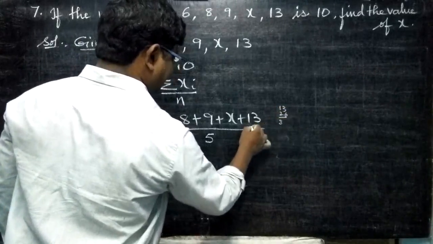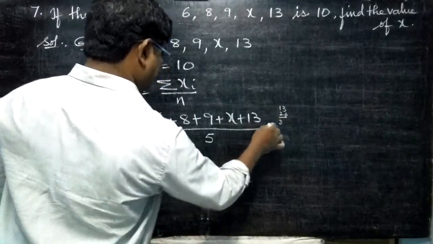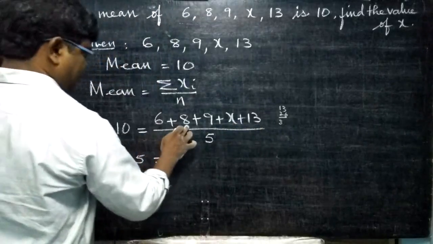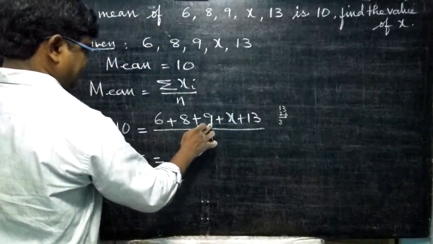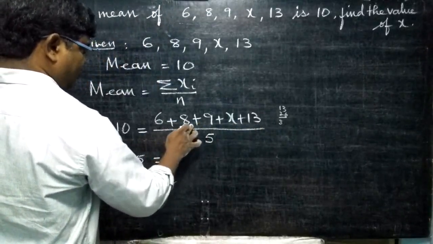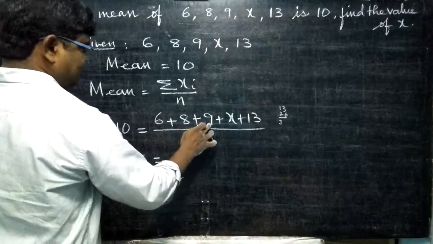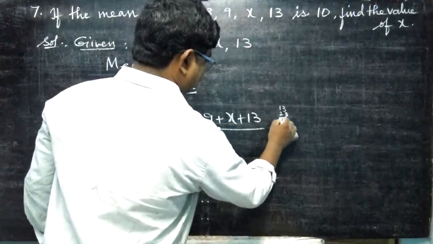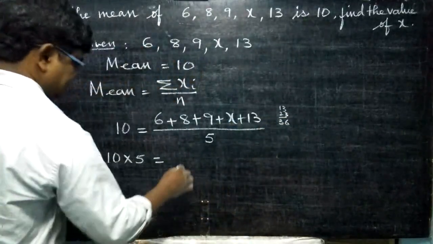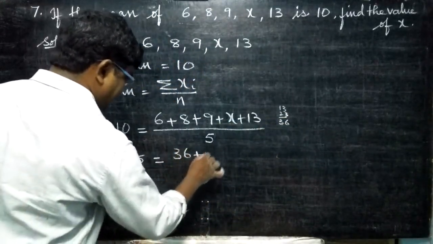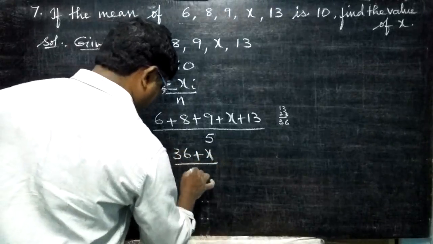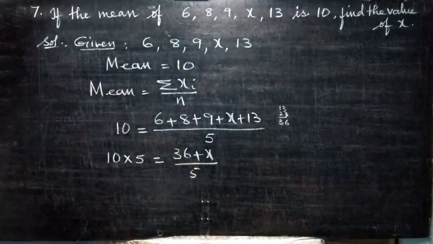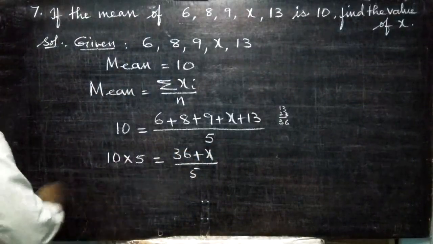39. 23 plus once again 14, 13. 14 plus 9 is 23. So you will get 36. 36 plus x by 5. Now cross multiply.